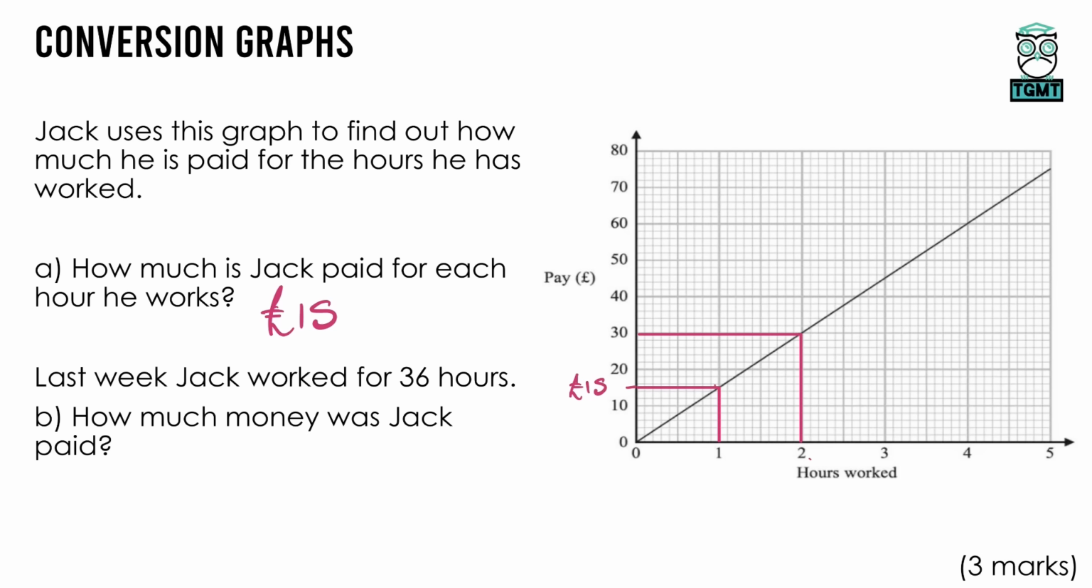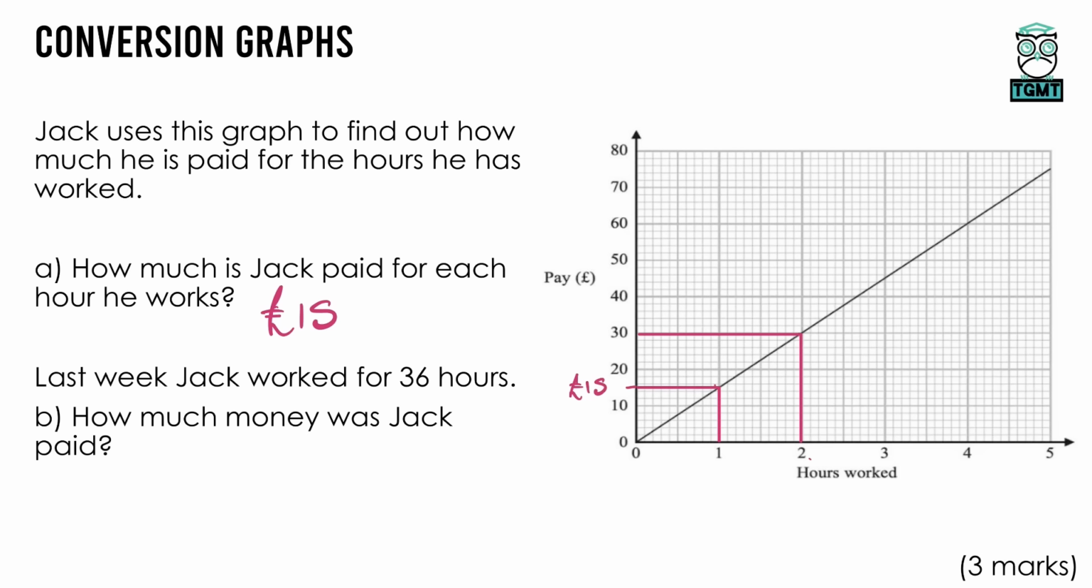If you went for the 2 hours though, you could divide £30 by 2, again, which would get you to 15. Part B here says last week Jack worked for 36 hours. How much was Jack paid? Now, unfortunately, we don't have a number on the graph here, which is 36, so we can't read it straight off the graph. However, we can use any of the numbers to actually get to 36. Now, as we know he was paid £15 for 1 hour, we could actually just multiply that by 36. But we could take any approach. We could go across from the 2, which was £30, and times that by 18.